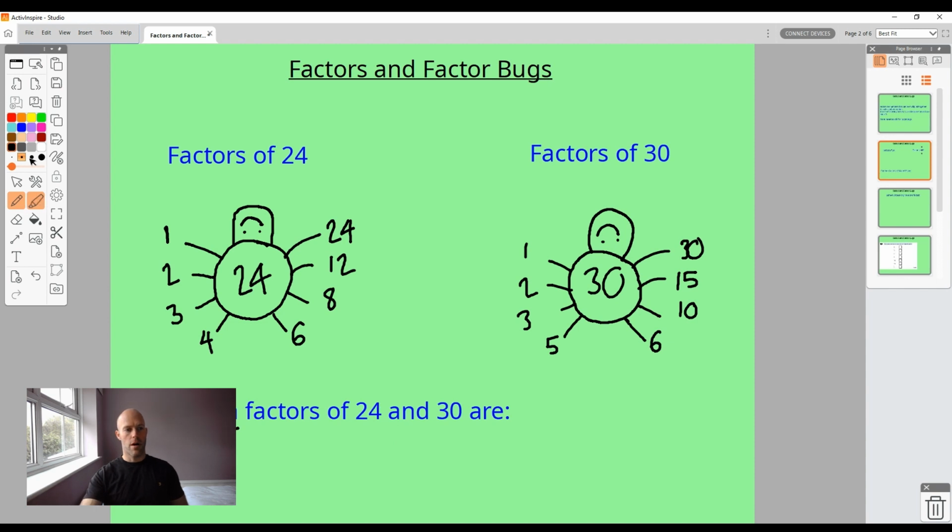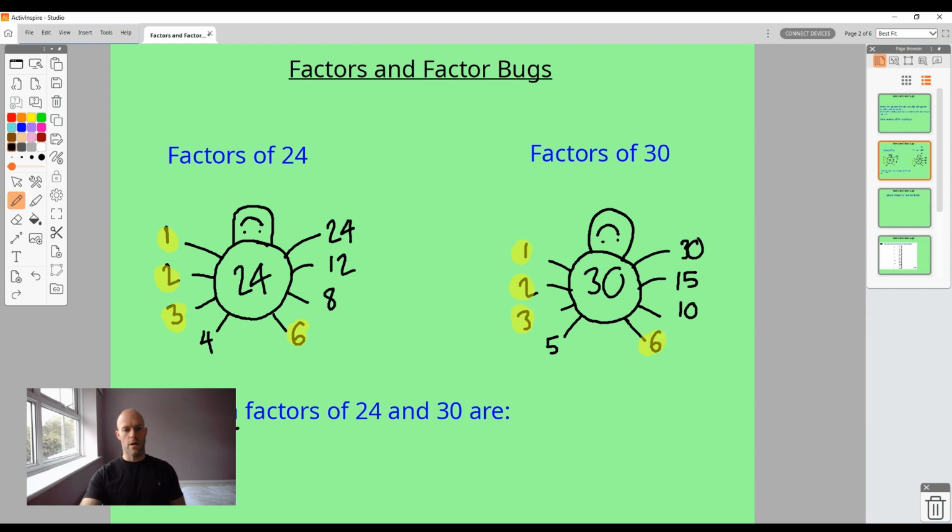So if I was to put a highlighter on, all we're doing is checking which numbers we've got in both lists. Well, we've got 1, and it will always be a common factor. 2 is a common factor between 24 and 30. 3 is a common factor between 24 and 30. I'm looking for others. 6 is a common factor, and that's it.